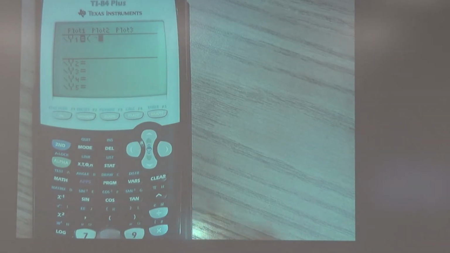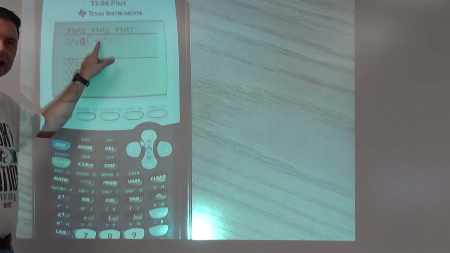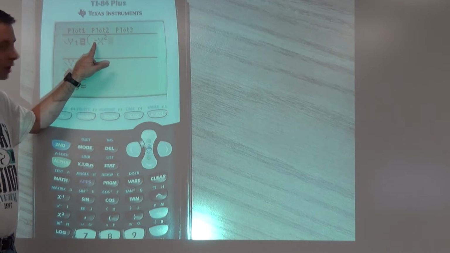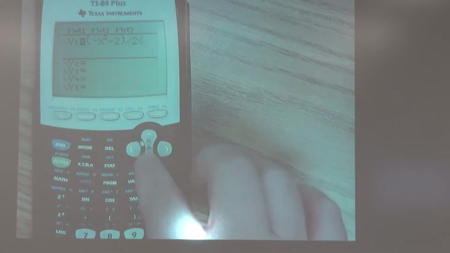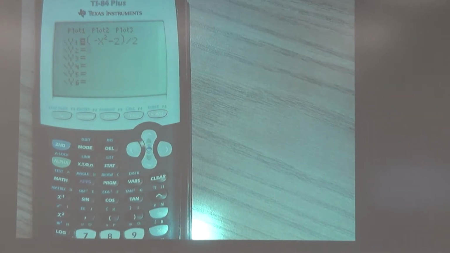So it might look something like parentheses, negative x squared. Also remember, if you get an error message, you might have put subtraction here instead of the negative. So negative x squared minus 2, close parentheses, divide by 2. That's solving the first equation for y. The second one, we have to solve that one for y as well, so I'm going to arrow down and solve for y. So y equals x minus 5.